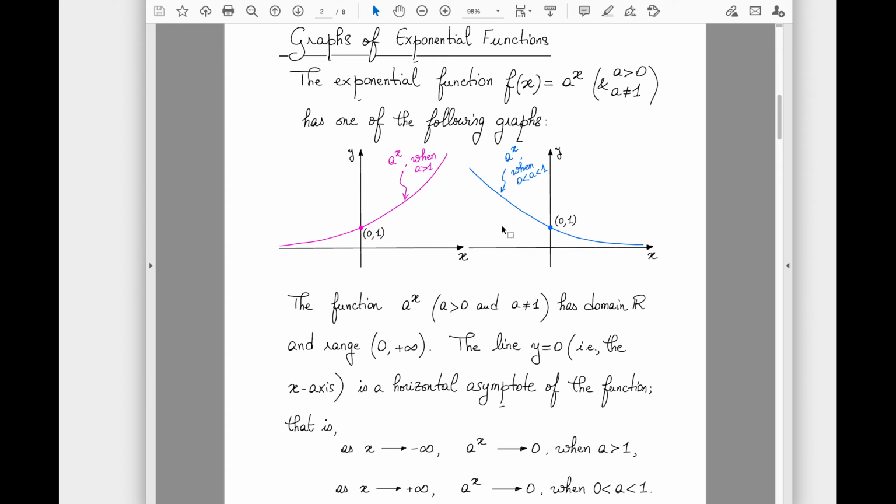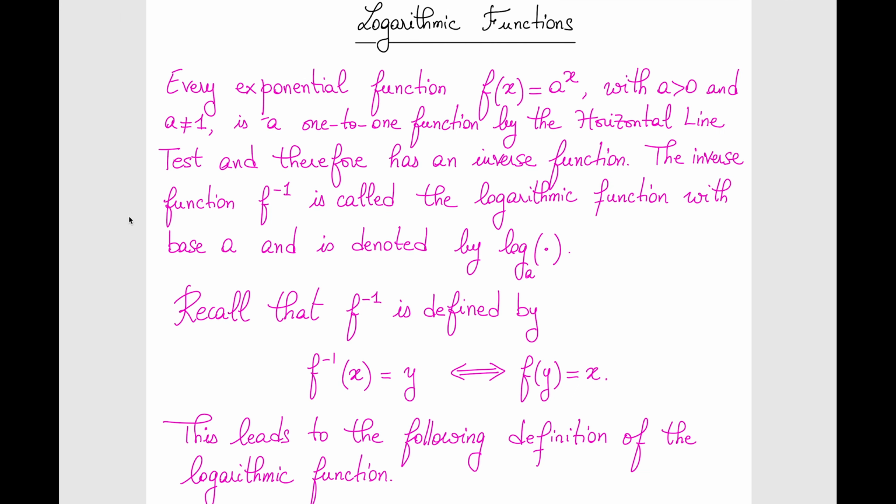They pass the horizontal line test, and from the inverse function section, we know that this function is going to be 1 to 1, right? So this is the comment here. Such a function, a to power x, where a is positive and different than 1, is a 1 to 1 function by the horizontal line test. Therefore, we know from the inverse function section that such a function has an inverse, correct? The inverse function f inverse, remember this is the notation for inverse function, is referred to as the logarithmic function. So the inverse function of the exponential function is referred to as the logarithmic function with base a, right?